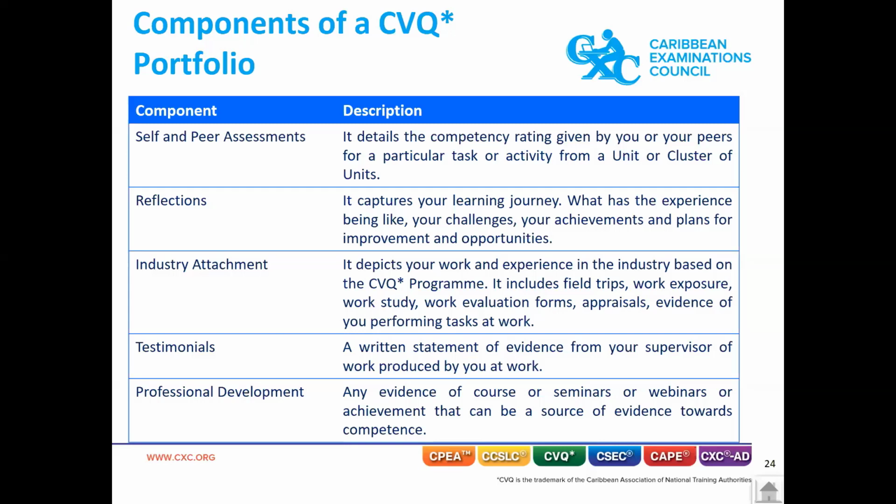Then you have testimonials, which are a part of the third party report or assessment. It's a written statement of evidence from your supervisor of work produced by you at work. And then we have professional development, and that's any evidence of work or seminars or webinars or achievement that can be a source of evidence towards competence. So professional development, any evidence of course or seminars or webinars or anything that you would have done to upskill or upgrade yourself. So suppose they did a course.